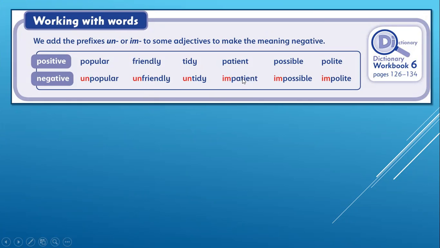Patient, so the opposite of patient, I have to put im, not un. Here in this case, in this adjective, I will put im. So impatient, the answer is impatient. Possible, the opposite, not un, it will be impossible. Polite, the opposite of polite, I have to put un, unpolite, no mister, it will be impolite.